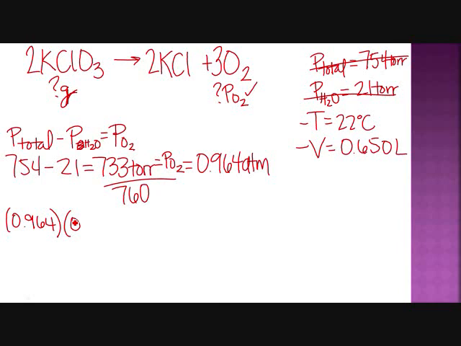Mine says 96447. Did you not take 754 when you subtracted minus 21? Never mind. Okay, I got it in there right. And 22 plus 273 is 295.